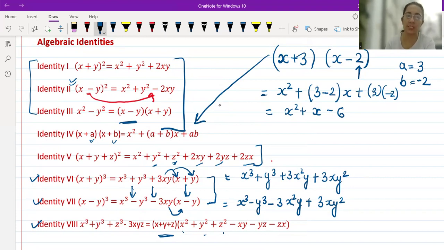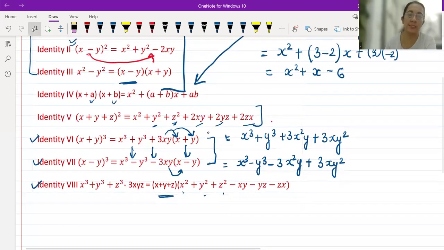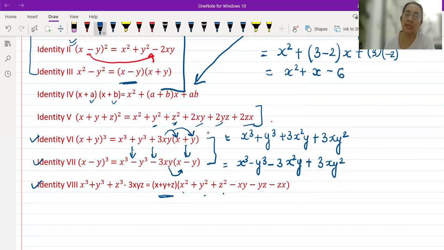And the sixth and seventh are similar ones, with a change of sign. x plus y whole cube will give you x cube plus y cube plus 3xy into x plus y. And the seventh is the negative of the previous one. And the last is x cube plus y cube plus z cube minus 3xyz is equal to x plus y plus z into x square plus y square plus z square minus xy minus yz minus zx.